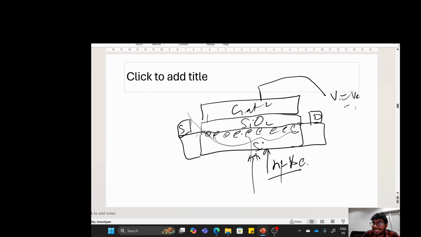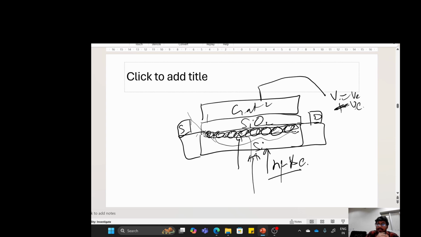But if you apply a negative voltage, initially we had applied a positive voltage, now a negative voltage will deplete this region. Initially it will deplete, and then there will be inversion of the channel. Now there will be holes instead of electrons, and the holes will be near the interface.